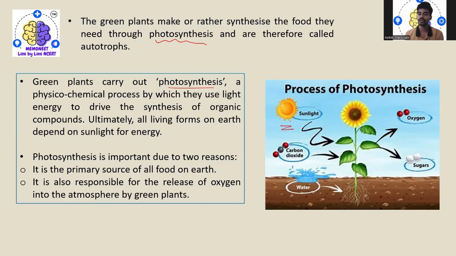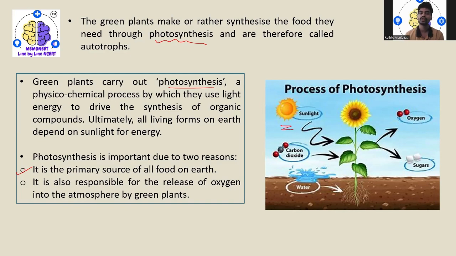So, photosynthesis is actually important due to two reasons. What are they? One is that it is the primary source of all food on Earth. Because of photosynthesis, plants get all their nutrients and essential things, and we consume plants directly or indirectly and get whatever nutrients are required. So photosynthesis is very important and it is the primary source of all food on Earth.